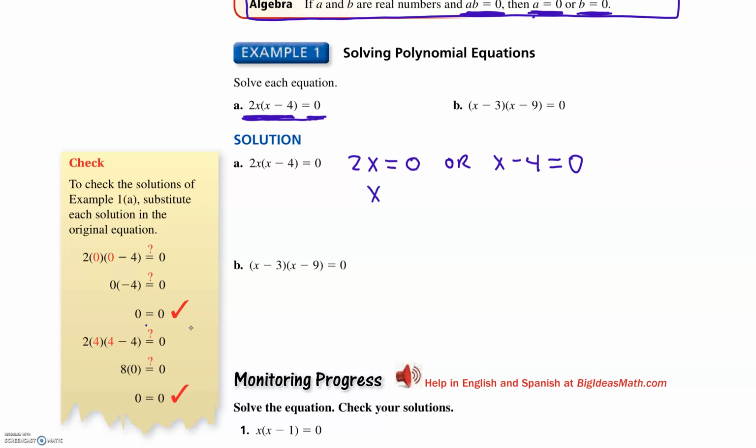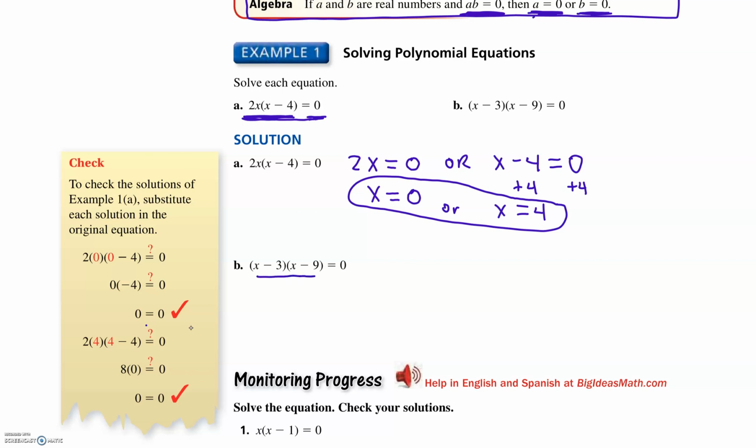We can apply the zero product property again, or we can just divide both sides by 2 and figure out that x would have to be 0. And adding 4 to both sides, we figure out that x would have to be 4 to make that second factor equal to 0. 4 minus 4 is 0. And from that zero product property and the factored form, it's very easy to solve. Okay, example 2, part B. Sorry, example 1, part B.